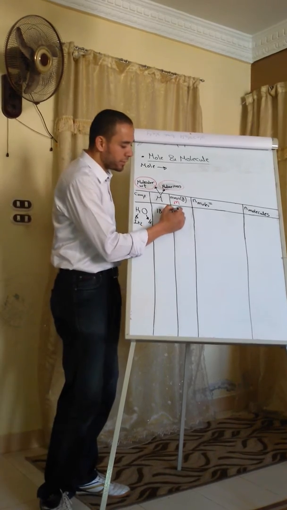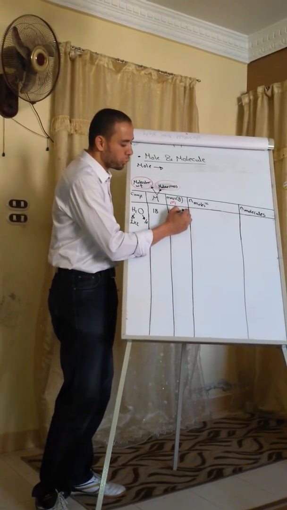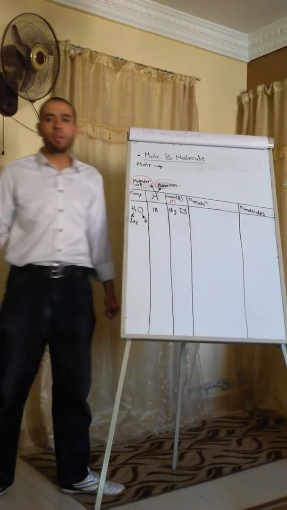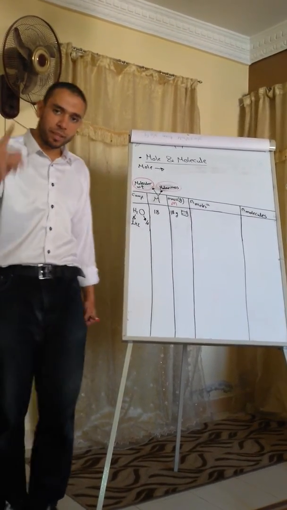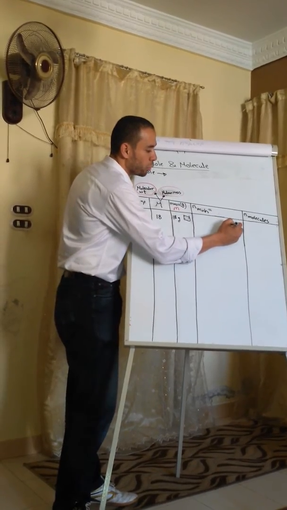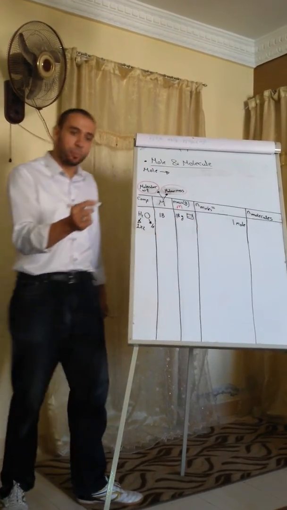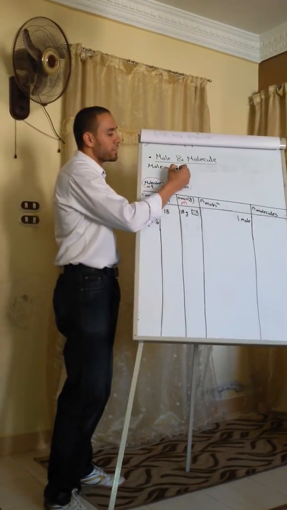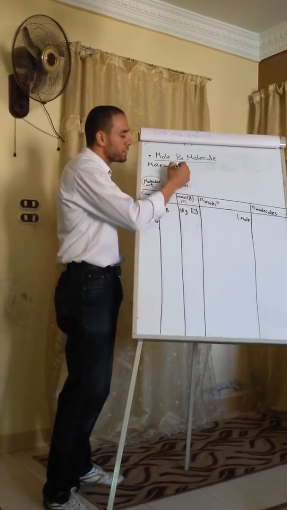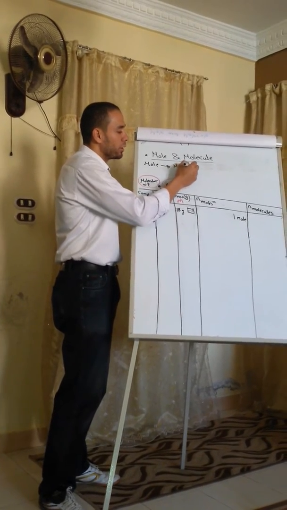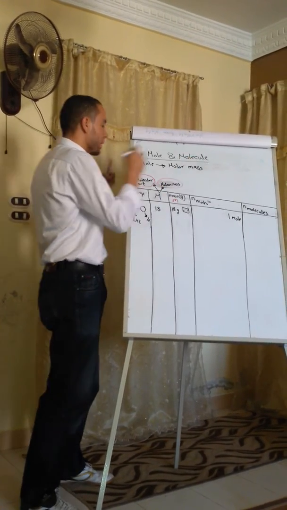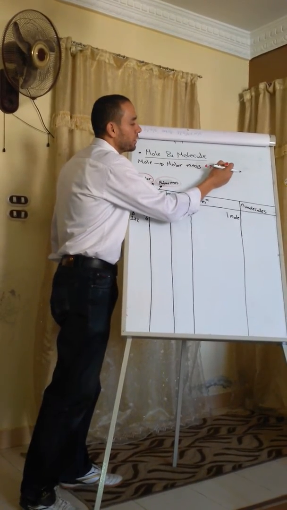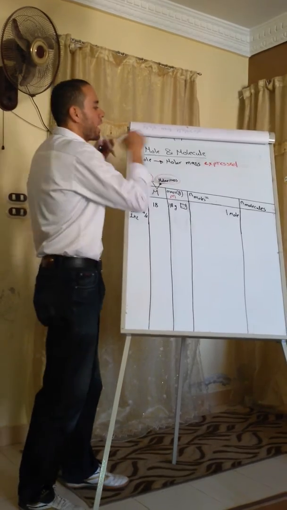So, 2 plus 16 is 18. So, if we get 18 grams of water, how many moles do we have? Yes, we have only 1 mole. So we express the molecular weight in grams. So the mole is the molecular weight or the molar mass expressed in grams.